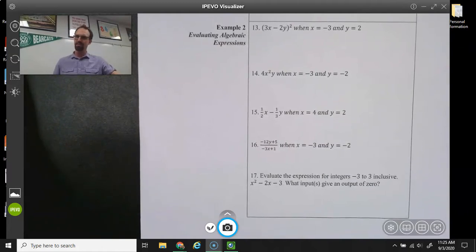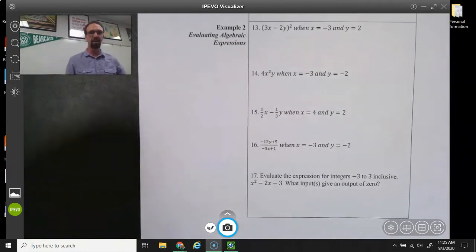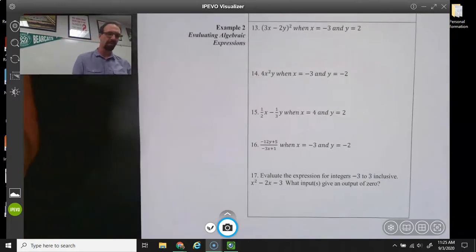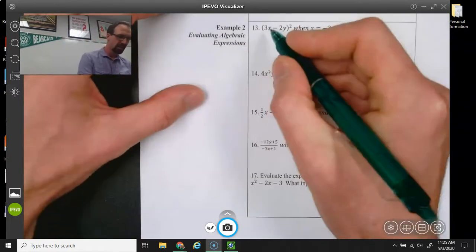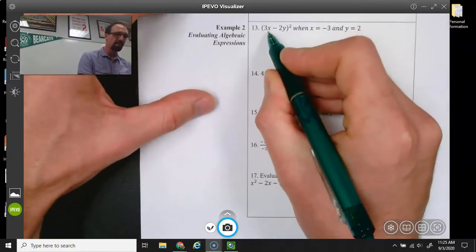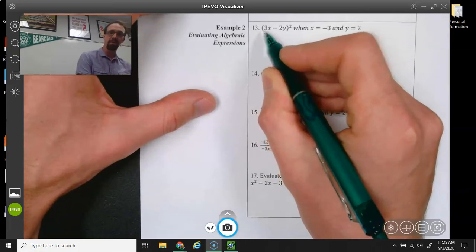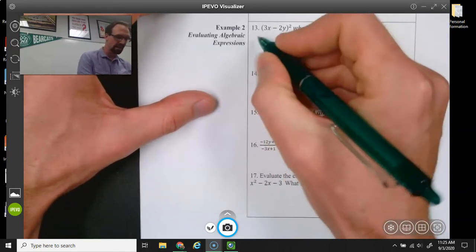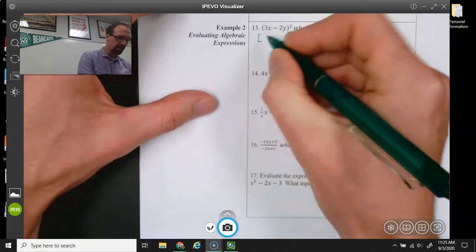Number 13 starts with parentheses, and then 3x minus 2y, that quantity all squared, and then it says when x equals negative 3 and y equals 2. Whenever you substitute a value in for a variable, you always want to put that in parentheses. That's an always case. So to start this off, I know that I'm going to be using parentheses, so I'm going to change this other parentheses. I'm going to use a bracket instead. This is a bracket, looks like this.